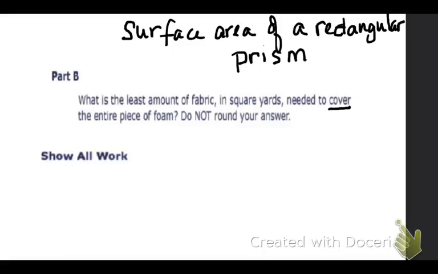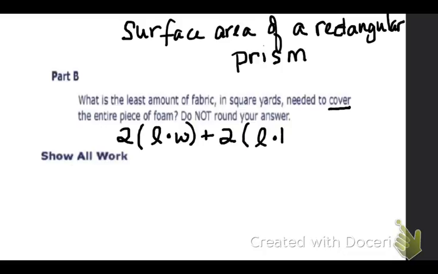So you want to have your picture, you have your original information. I'm going to jot down: 2 times length times width, plus 2 times length times height, plus 2 times width times height. So you have all the different combinations for the box.